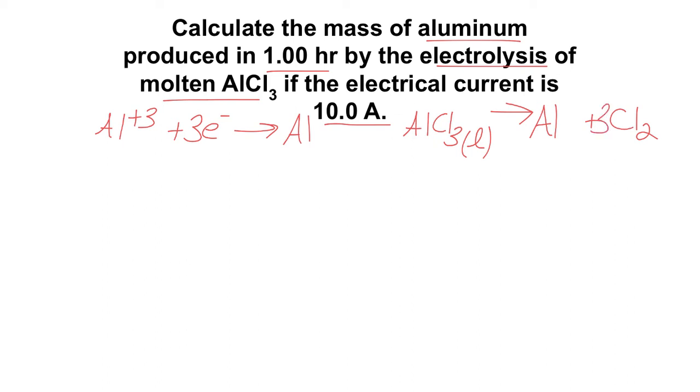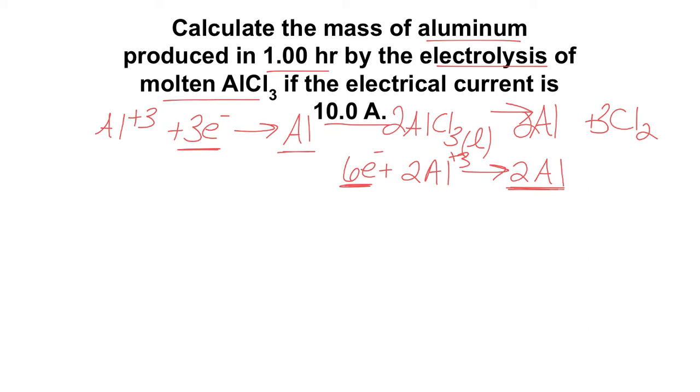So then we would need balancing. That would be a 3. That would be a 2. That would be a 2. When we go to write our half reactions, either way, we are going to have the same ratio of aluminum to electrons, because here we would have 6 electrons, so 6 electrons per each 2 aluminums, or 3 electrons per each 1 aluminum. So either way, it's the same ratio.